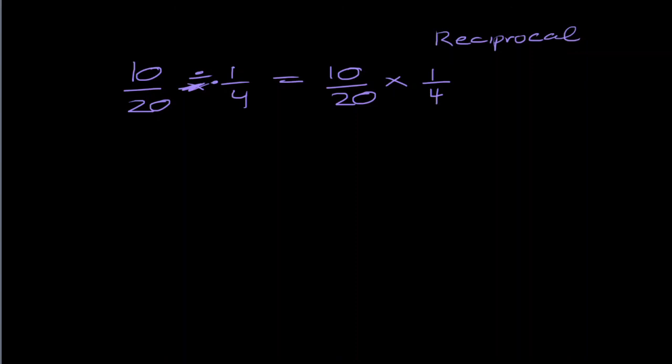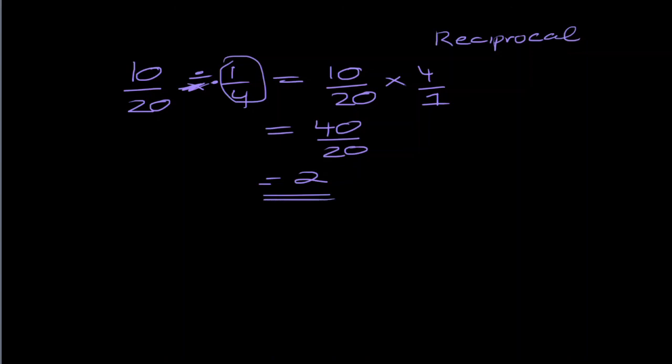My bad. Let me erase that right there. With the reciprocal, you're going to take this term and you're going to flip it. So it becomes 4 over 1. And then you do the same thing. You just multiply it out. So it becomes 40 over 20, which is just 2, right? And that's it. That's what division is.